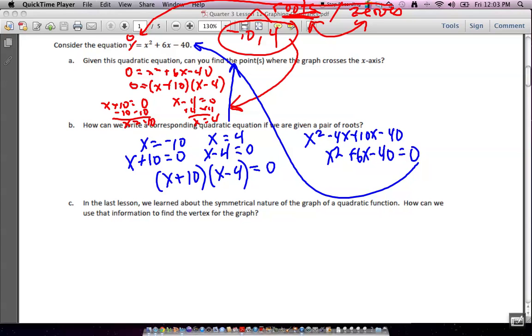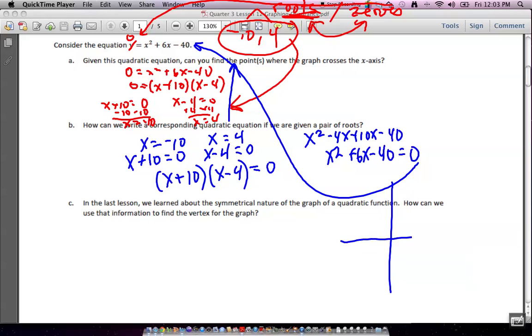Okay? All right, so part C says, in the last lesson, we learned about the symmetrical nature of the graph of a quadratic equation. That was when we filled the table in. That was all on the quiz. Remember that? Filling in the table. How can we use that information to find the vertex? This is actually pretty cool.